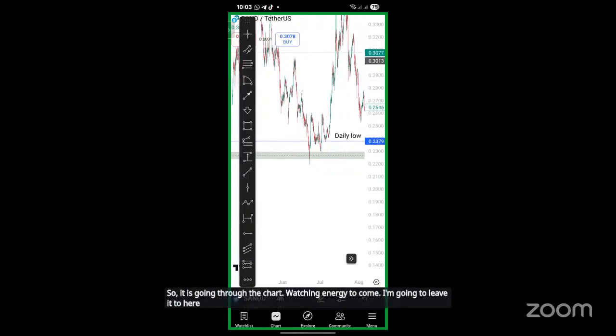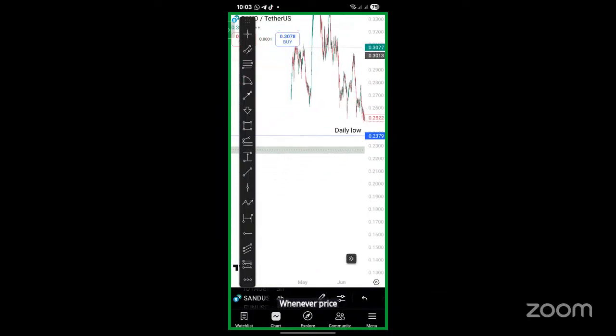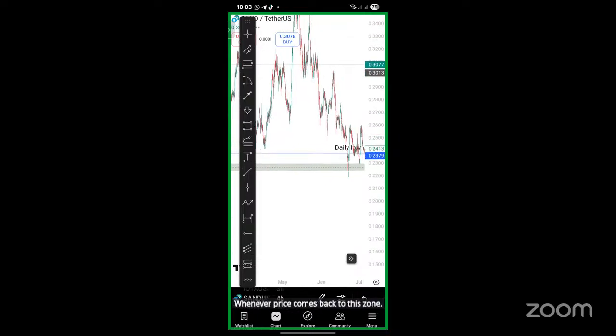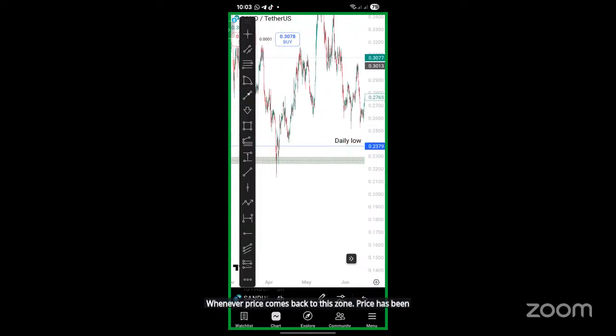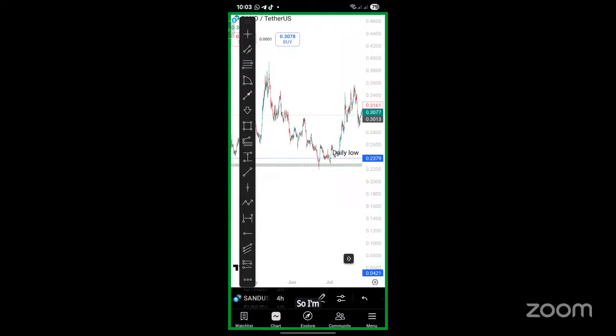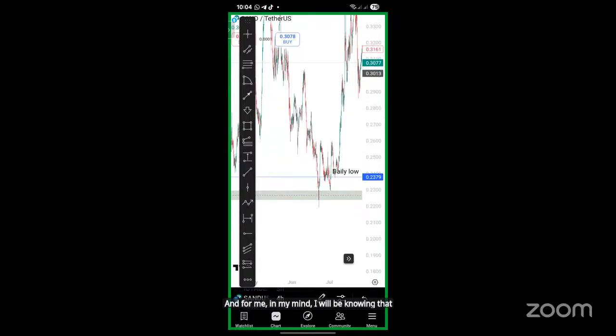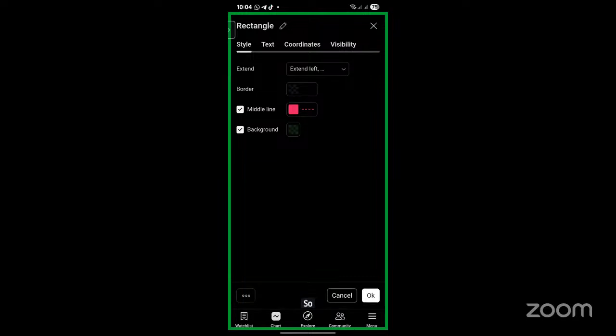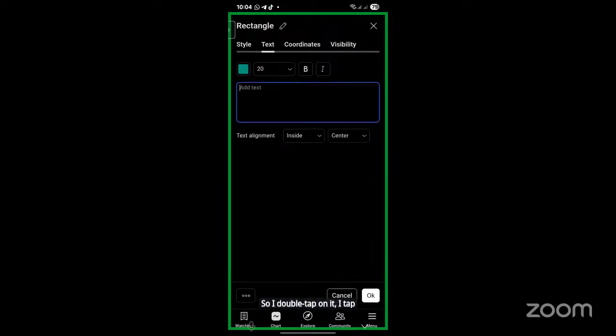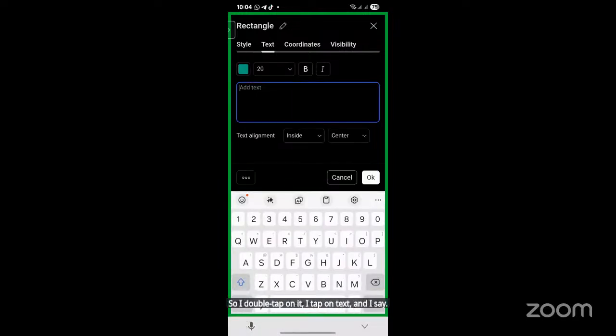Reason being, whenever price comes back to this zone, price has been retesting the zone several times. So I'm going to leave this one on the chart. You never know, price may come back again. And in my mind, I will know that this is my demand zone. So I double tap on it, I tap on text, and I say demand zone.